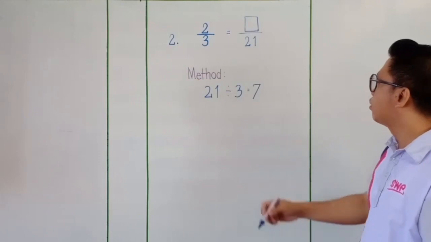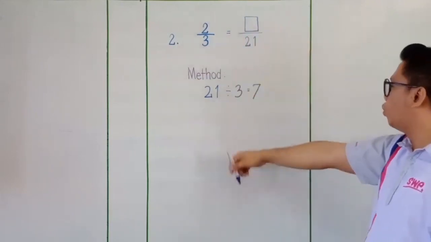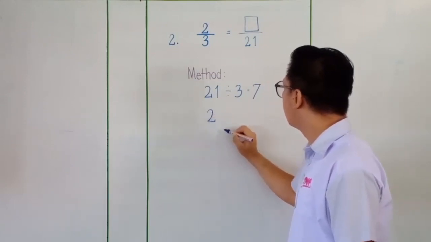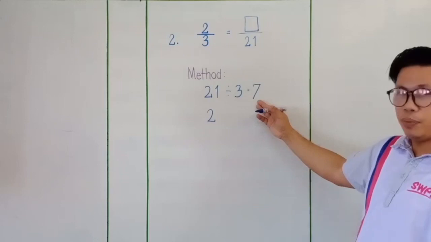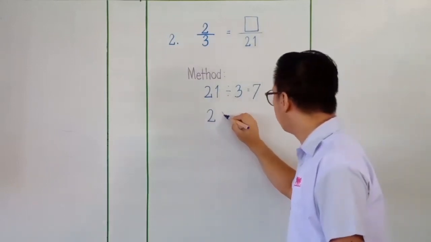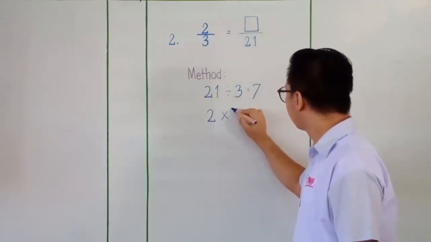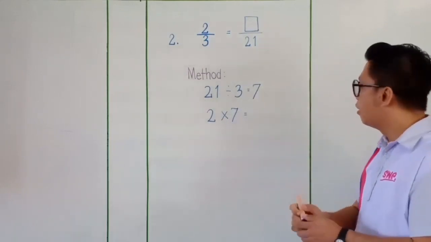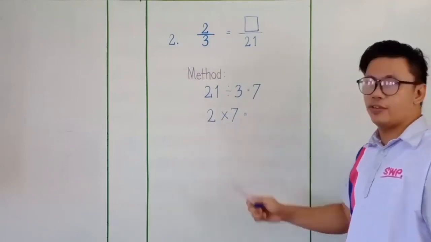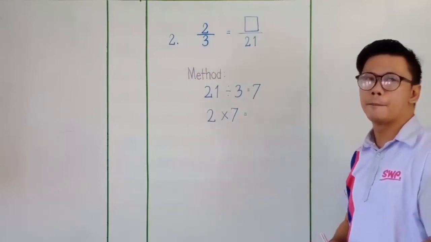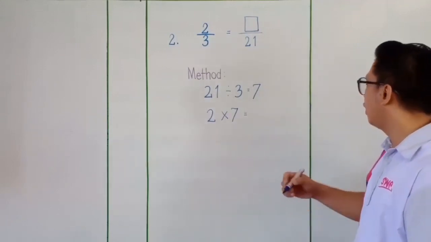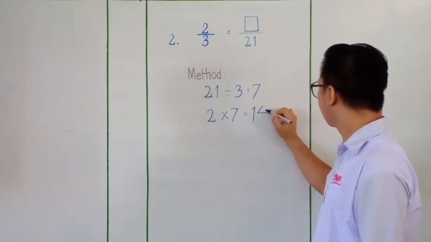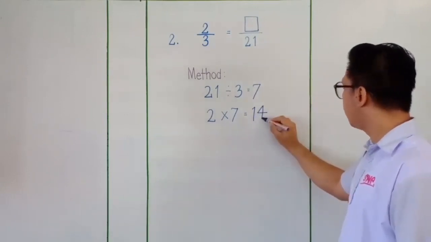So let's start. So what is our numerator? 2. Very good. So we will write 2. And then we will multiply by 7. So multiply 7. Then equal. So let's start. So 2 times 7. So what will be our answer here? Very good. Our answer is 14. So our answer is 14.